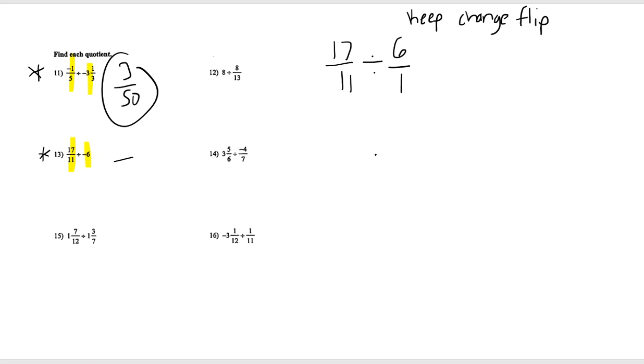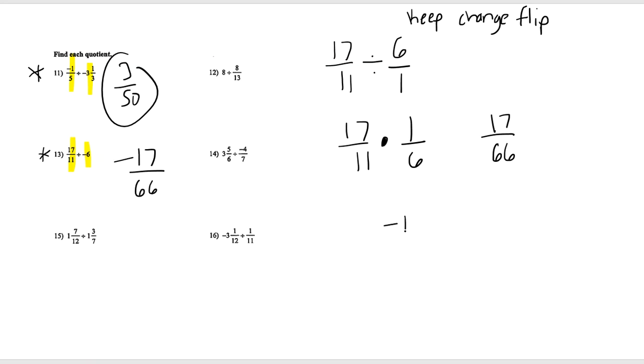So we're going to keep, change, flip. Here we go. Keep the 17 over 11 the same, change the division to multiplication, and then flip the second fraction so that we're multiplying by its reciprocal. And then we do top times top. 17 times 1 is 17. Bottom times bottom. 11 times 6 is 66. This fraction does not simplify. There are no common factors between 17 and 66. So our final answer is negative 17 over 66.